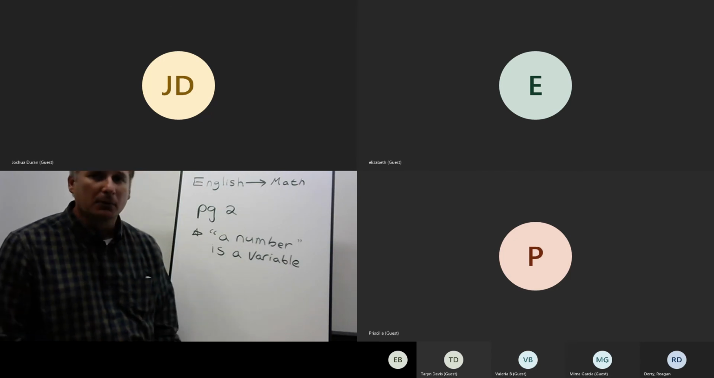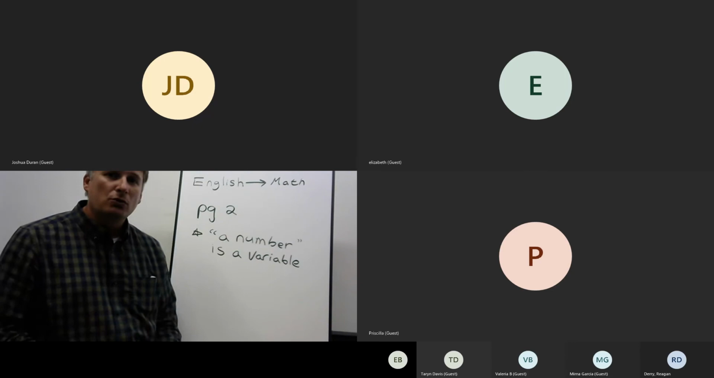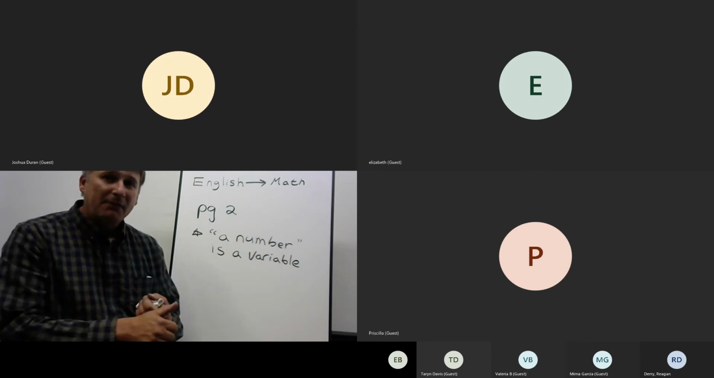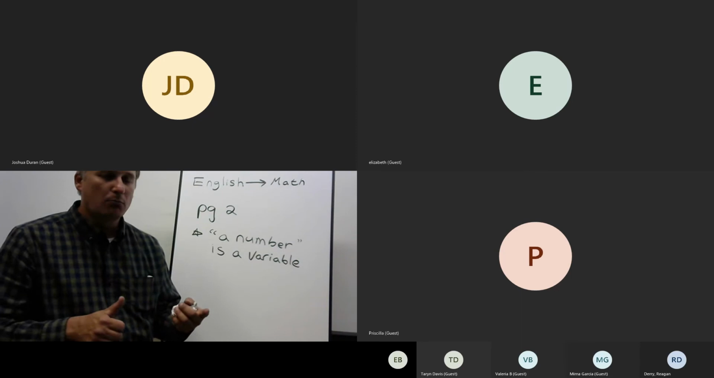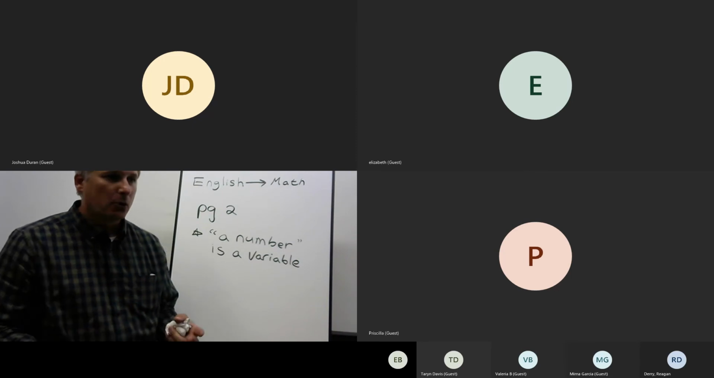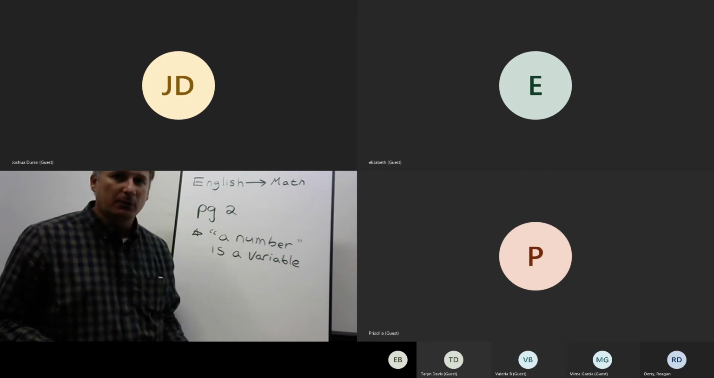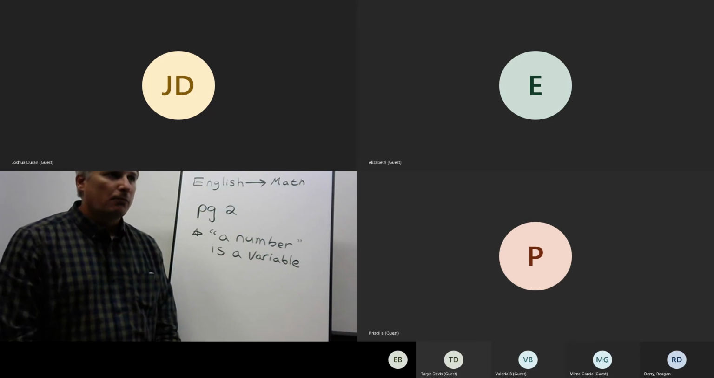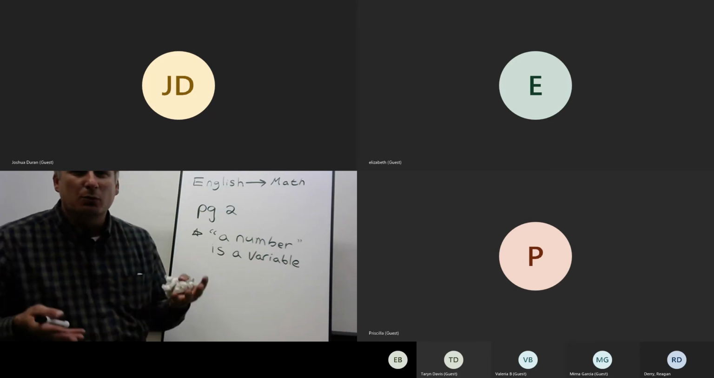Variables are numbers. We just don't know which one. So we can still add things to variables. We can still multiply things to variables. We can do all the things we do to variables that we would also do to numbers. We just can only go so far because we don't know.